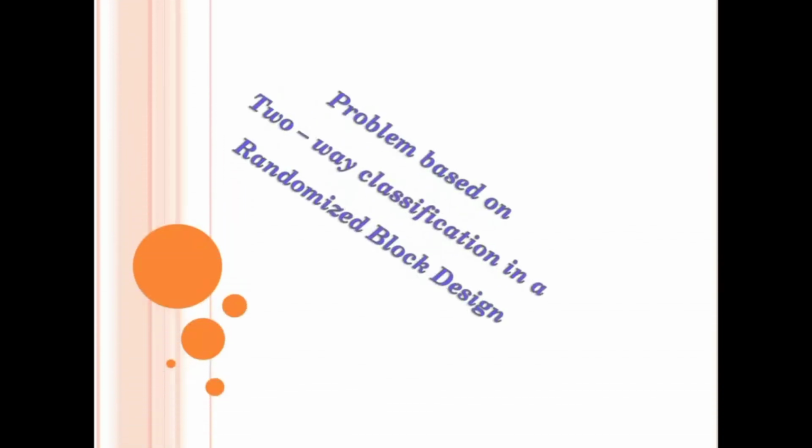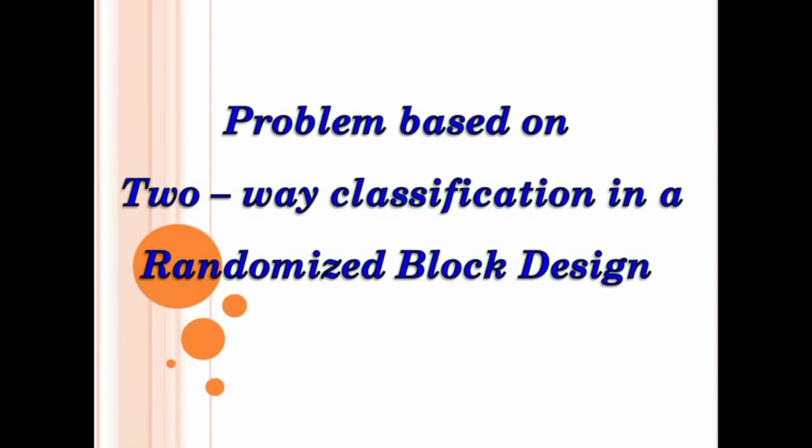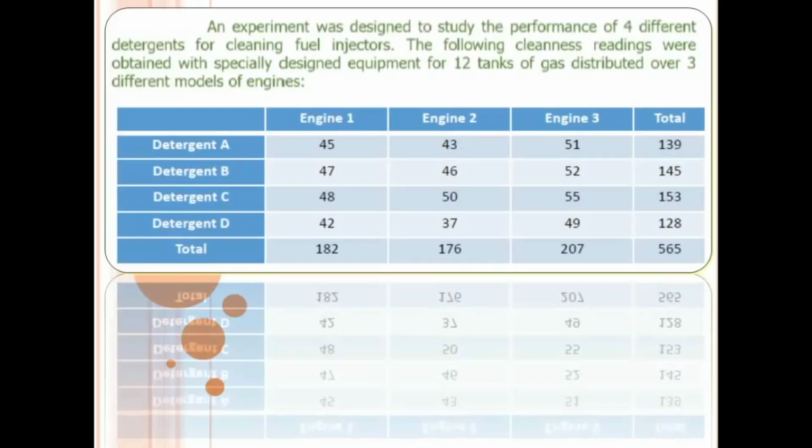Hello students, in this video lecture we will discuss a problem based on two-way classification in a randomized block design. We know what is meant by two-way classification. Two-way classification is nothing but we consider two different factors. One factor we consider row wise, another factor we consider column wise. That is called a two-way classification.